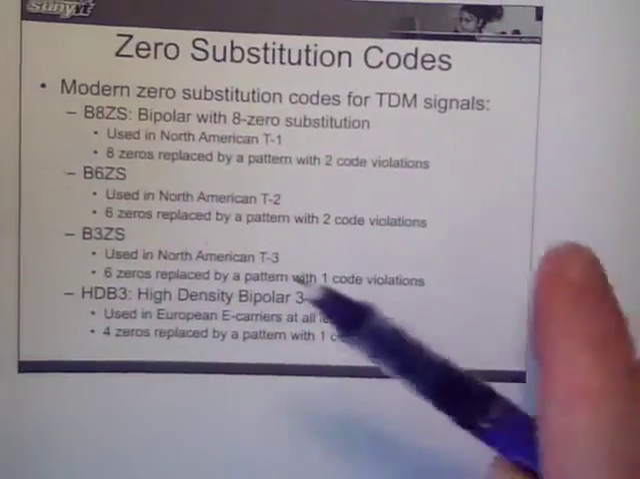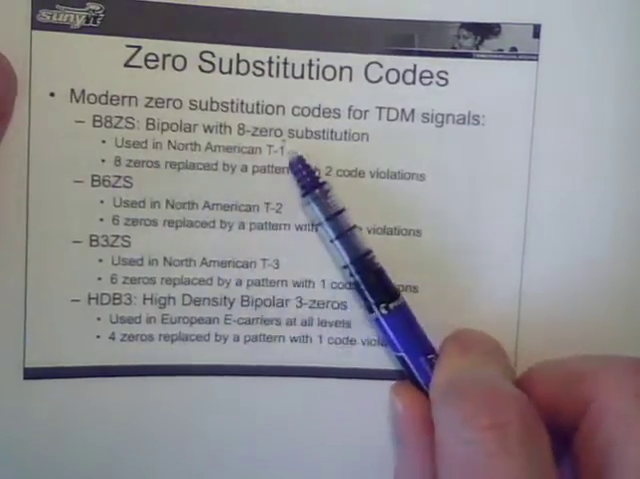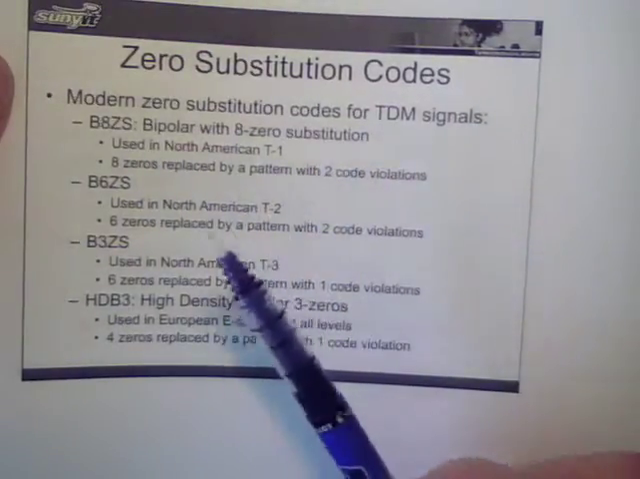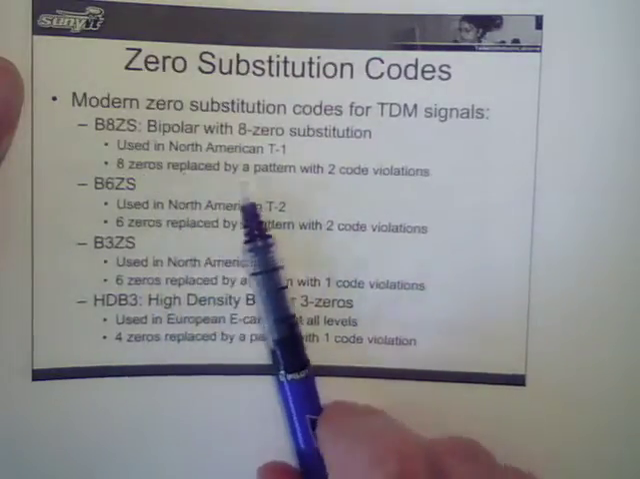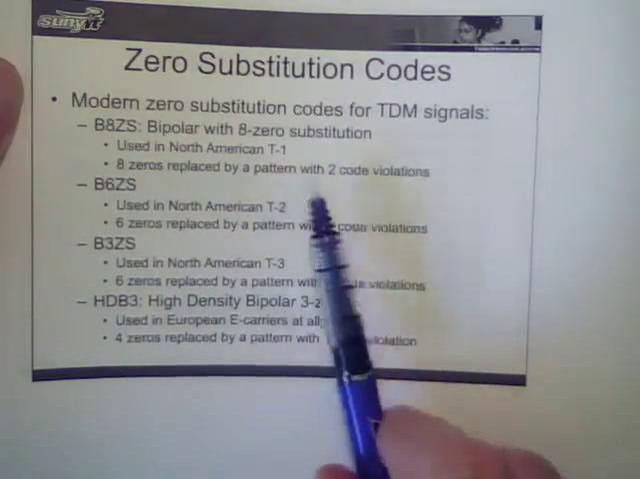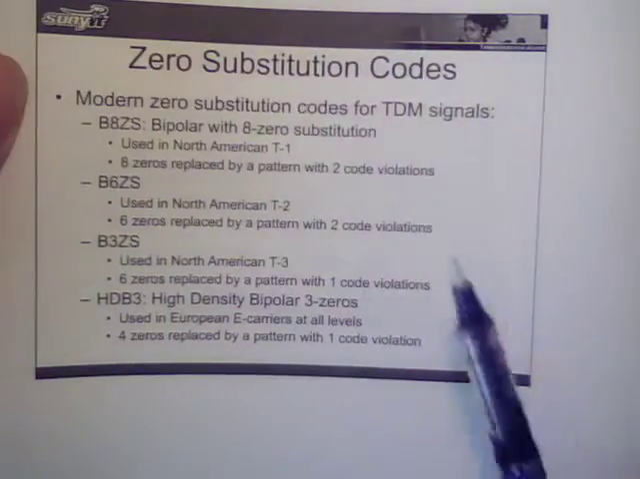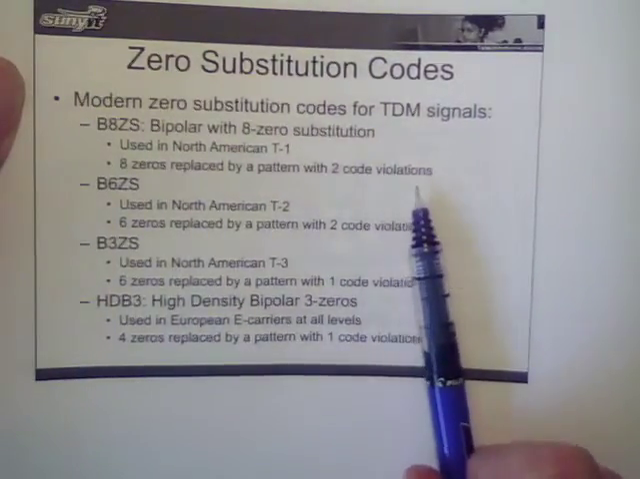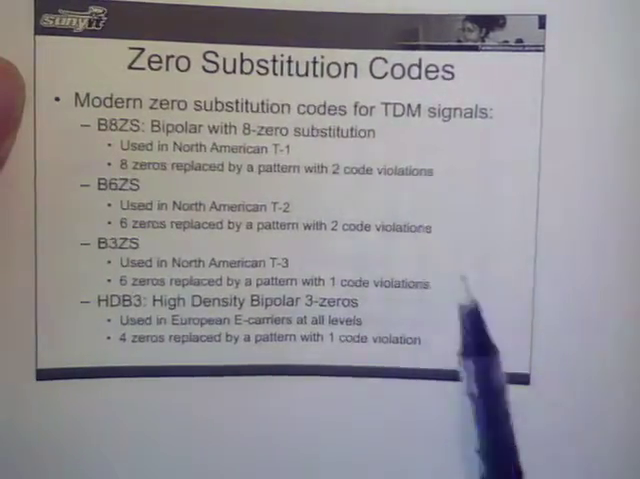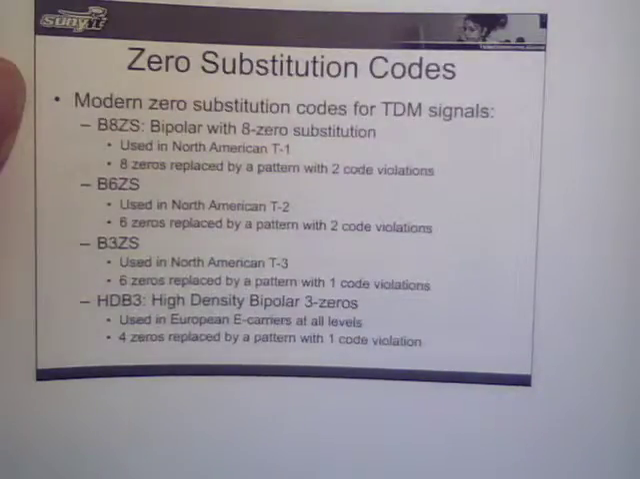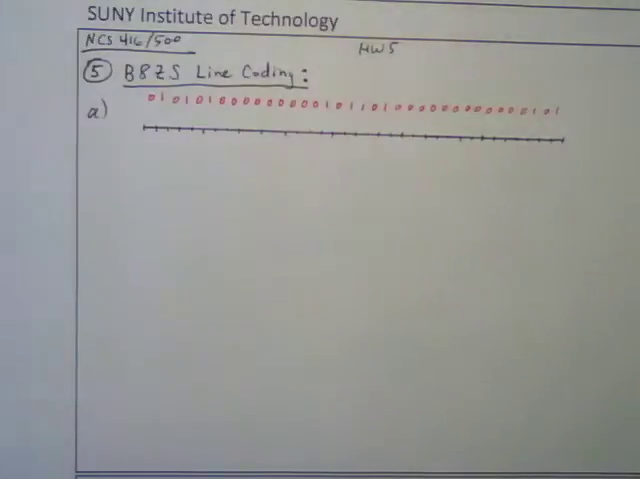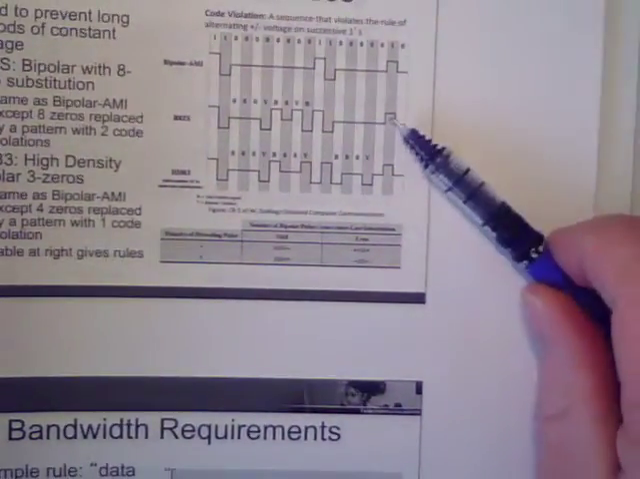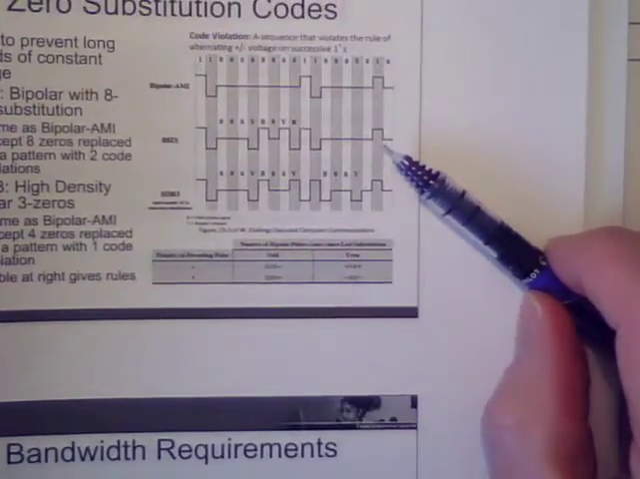Well, what we're going to do in B8ZS, or bipolar with 8-0 substitution, which is used in a T1 line, is that every time we get 8 zeros, we're going to replace it with a certain pattern that has 2 code violations. And that's going to alert the receiver that we really should have 8 zeros in a row once we see that. And you can see what these code violations look like in this diagram here. Hope you can read that.